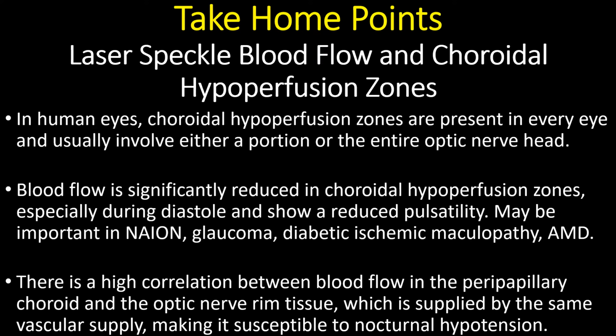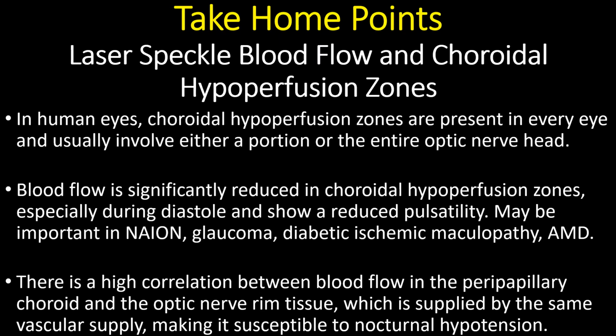The take-home points for this talk are that in human eyes, choroidal hypoperfusion zones are present in every eye and usually involve either a portion or the entire optic nerve head. Blood flow is significantly reduced in choroidal hypoperfusion zones, especially during diastole, and shows a reduced pulsatility. Now, this may be very important in nonarteritic ischemic optic neuropathy, glaucoma, diabetic ischemic maculopathy, and macular degeneration.